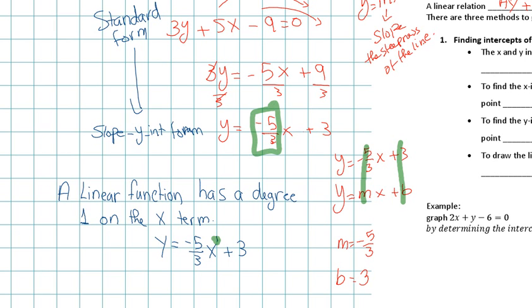And obviously y is always degree 1. Otherwise you have a circle, which we're not gonna get into.